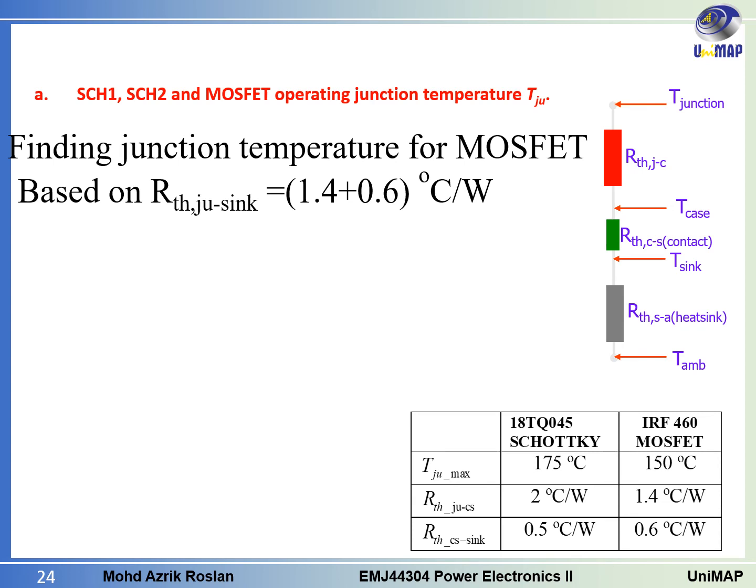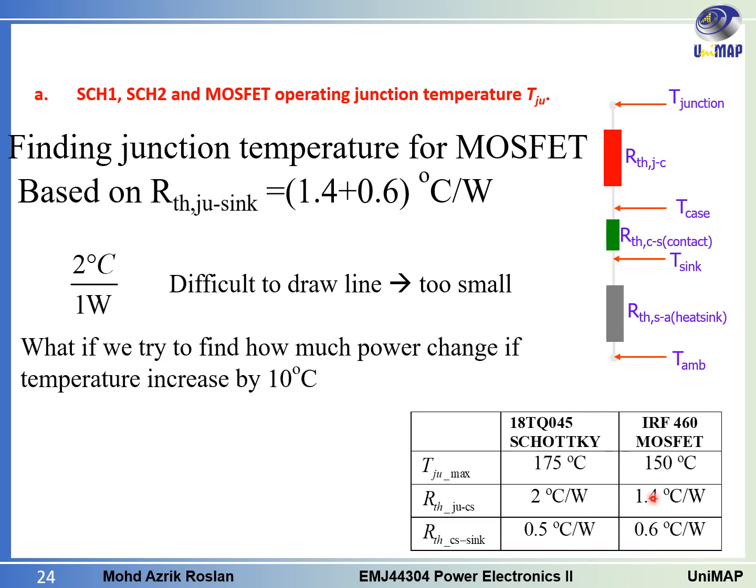Next we want to find the junction temperature for the MOSFET. This is based on the values 1.4 plus 0.6 degrees C per watt. You have to add both of these values. We have 2 degrees C per 1 watt, which is a little bit difficult to draw. So we want to find how much power there is when we increase the temperature by 10 degrees C. In this question, we get X equals 5 watt.